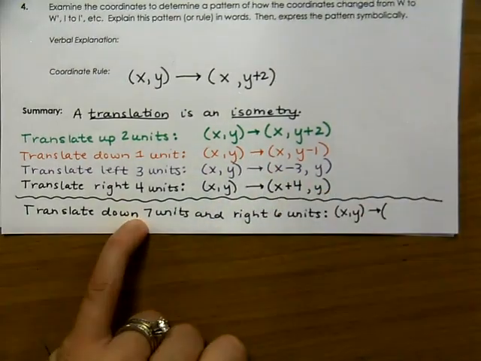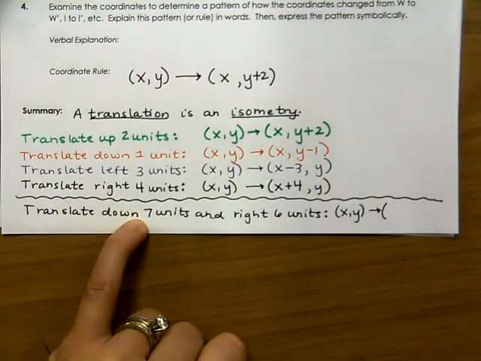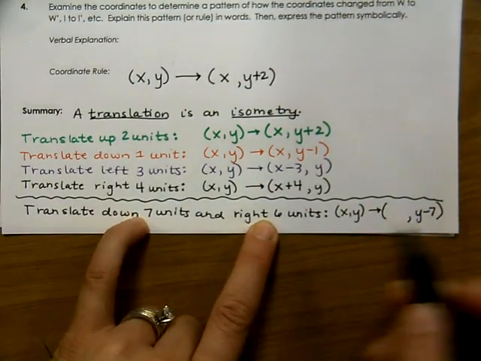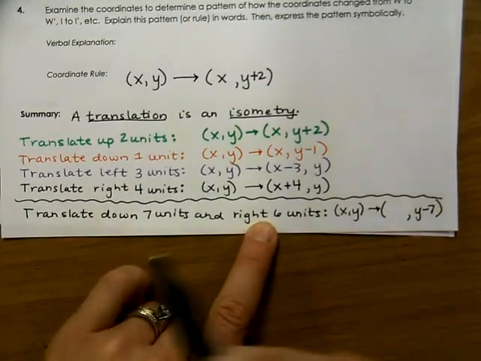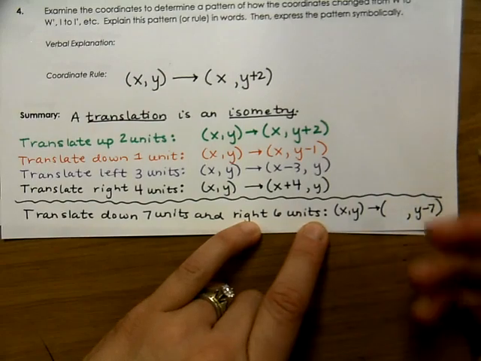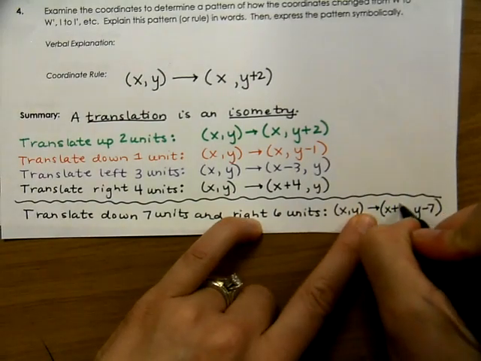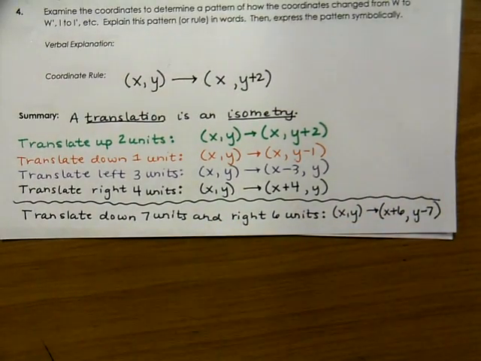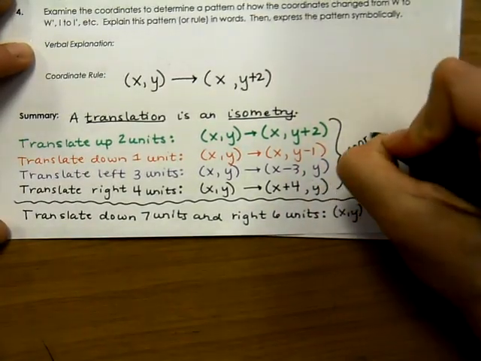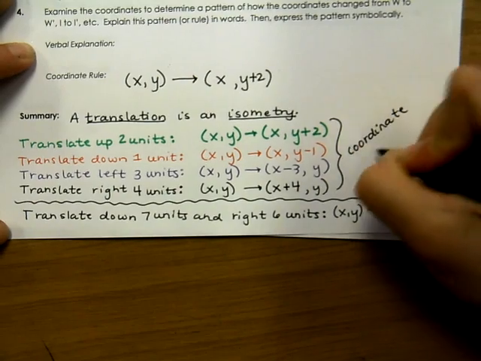To translate down 7, I know translating up or down impacts the y-coordinate. So I'm going to go over here and say y minus 7. To translate right 6, I know going left or right impacts the x-coordinate. So translating right 6 would change the x-coordinate by increasing it by 6. So that would be our coordinate rule here. So all of these are called coordinate rules.